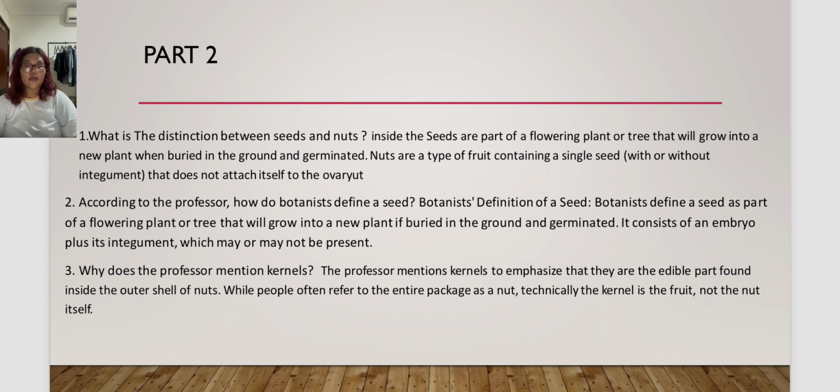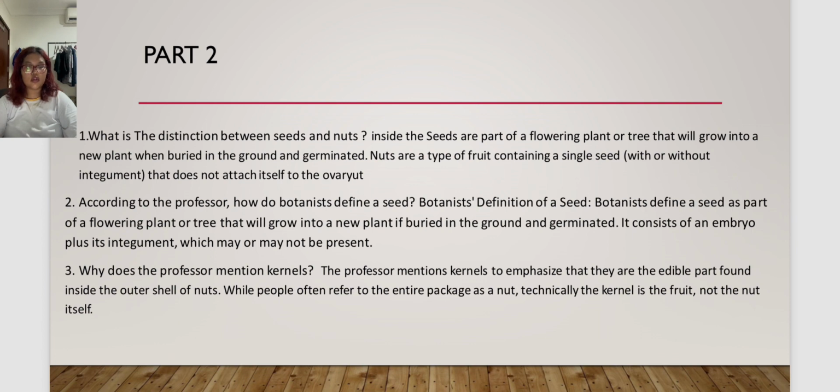Nuts are a type of fruit containing a single seed, with or without integument, that doesn't attach itself to the ovary wall.